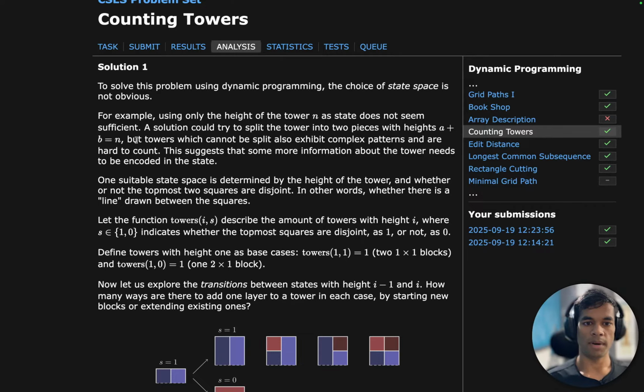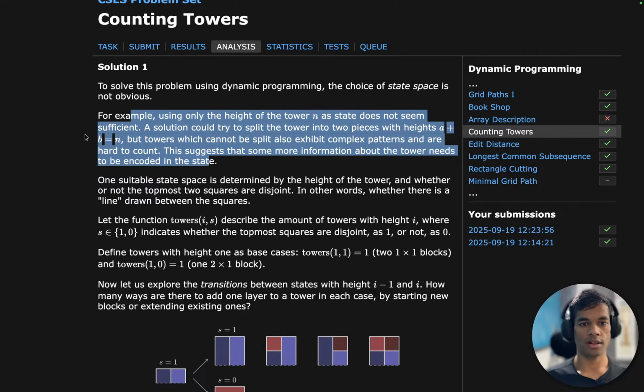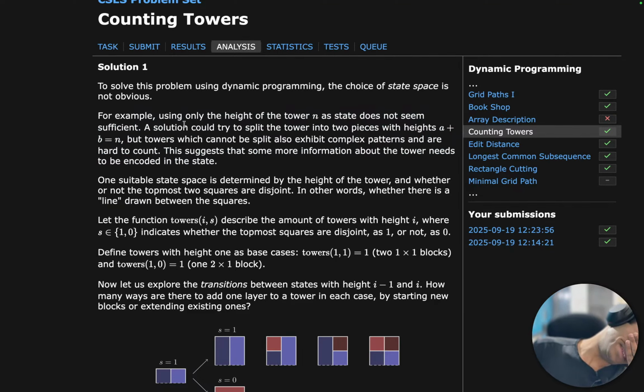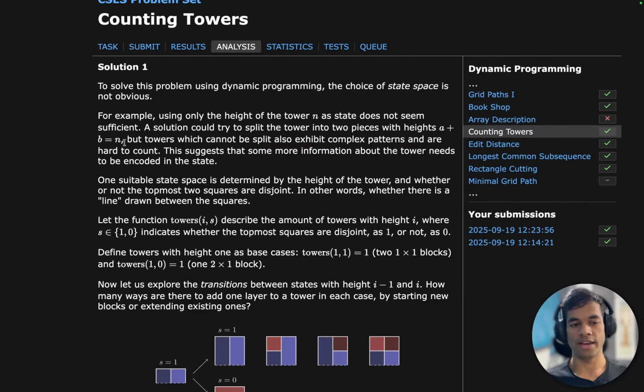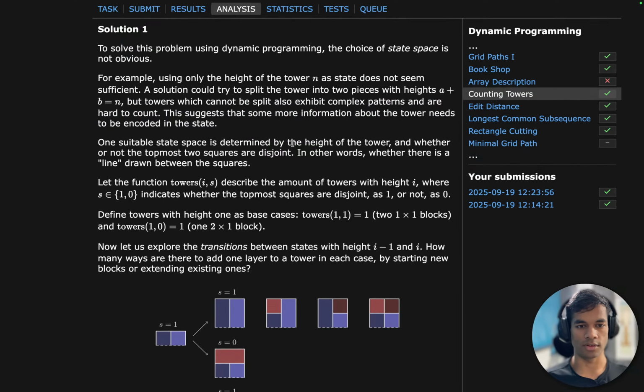But towers which cannot be split also exhibit complex patterns and are hard to count. This suggests that some more information about the tower needs to be encoded in the state. So just defining a state with the height of the tower is not sufficient. We need some more information.